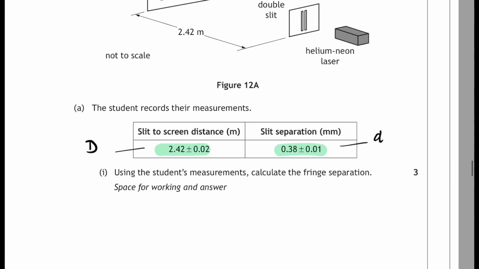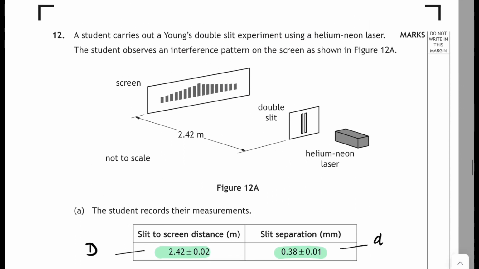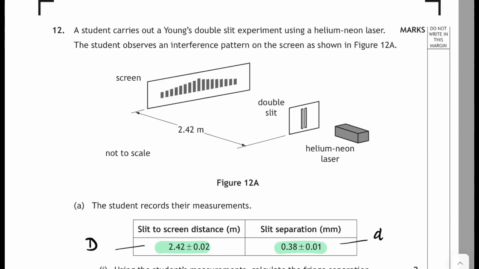And using the student's measurements, we have to calculate the fringe separation. Let's go straight to our relationship sheet again then. And delta x is equal to lambda times capital D divided by small d. Now it's delta x we're looking for here. And we aren't told what the wavelength of the laser is, but it's a helium neon laser.